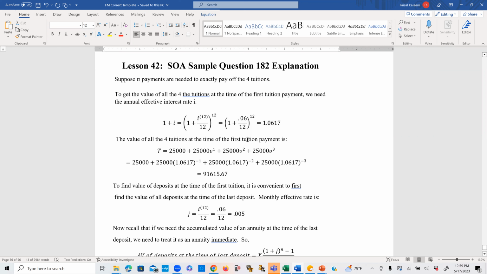And therefore, the value of the 4 tuitions at the time of the first tuition payment would be: the first one would just be 25,000, since that's exactly the time at which it comes. The second one comes 1 year later, so its value at the time 1 year previous would be 25,000 times v, and then 25,000 v squared, 25,000 v cubed, and v is 1.0617 to the negative 1. Then we substitute that, and we get the value of the 4 tuitions to be 91,615.67 at the time of the first tuition payment.